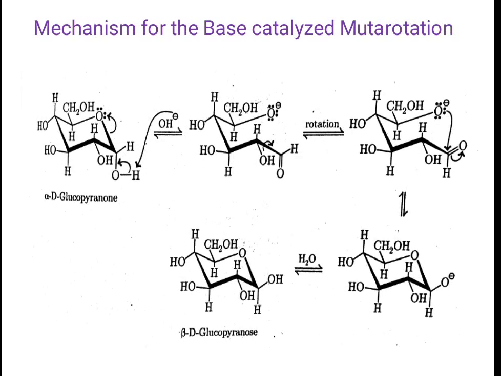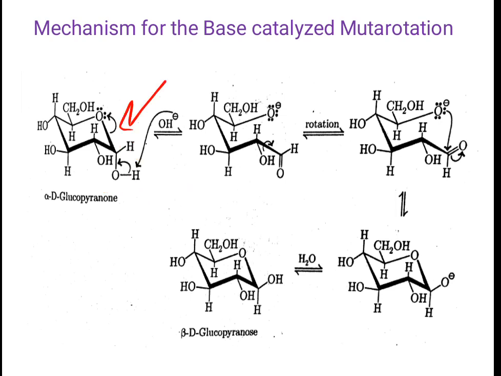Mechanism for the base catalyzed mutual rotation. Now if you give base, in case of basic medium there is also mutual rotation possible. At first the base will take this proton which is in the anomeric OH, so this oxygen will become minus, and after that the oxygen will give the electron in this C-O bond, then this bond will be broken.